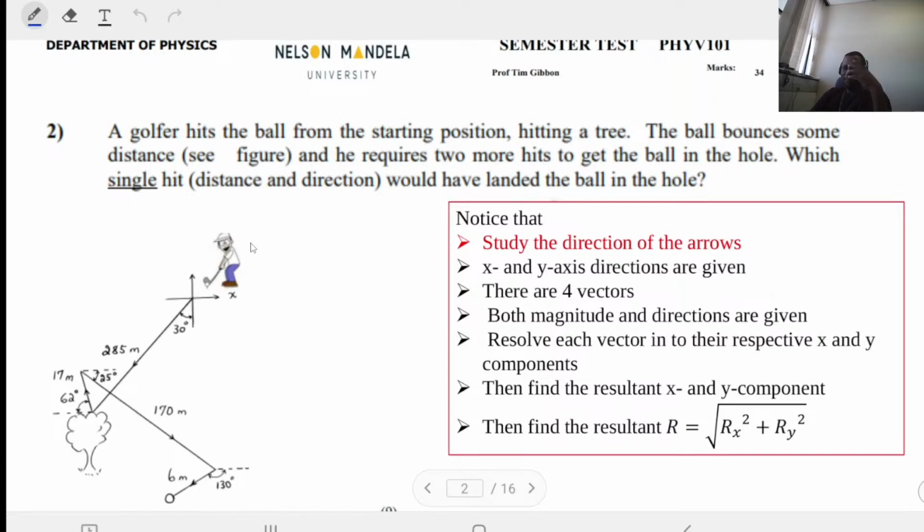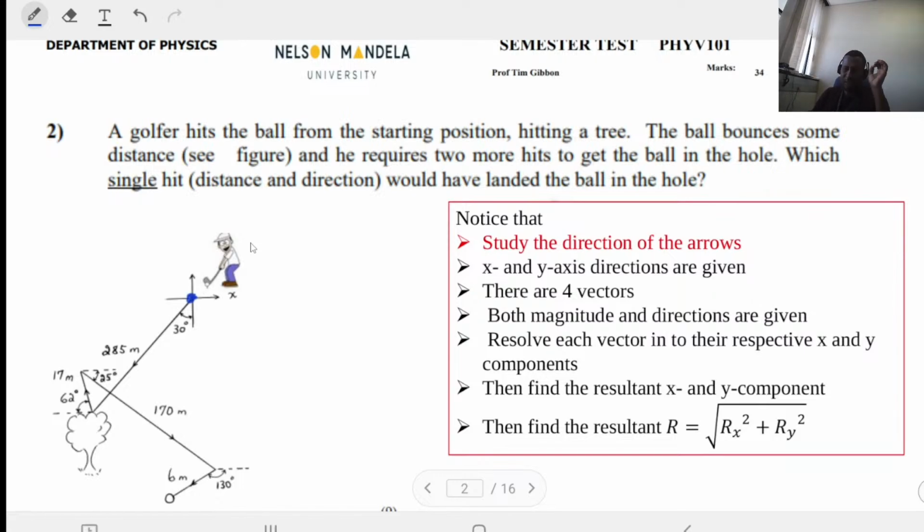What is question number 2 all about? This is vector equations. If you think of it, this is what you did in chapters 1 and 2 together. It's vector calculus. Basically, you have to decompose the final displacement or the displacement of the individual vectors into pieces until you get the final result. The question says the following: a golfer hits the ball from the starting position. This is the starting position.